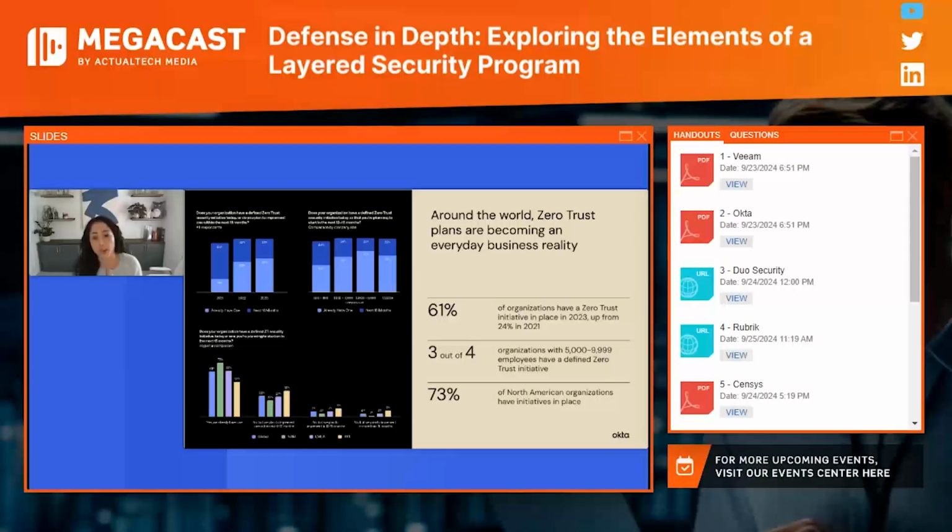And when it comes to where that adoption is happening, North America continues to lead in terms of initiatives already in place, but EMEA and APJ are gaining ground. Nearly all of the holdouts in both of those regions plan to adopt an initiative within the next 6 to 18 months.